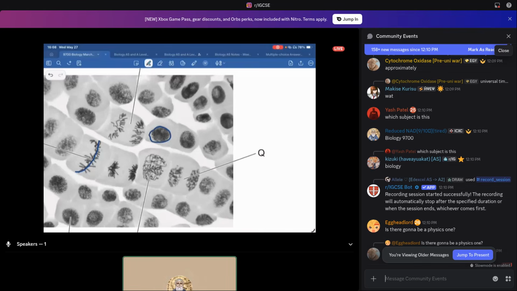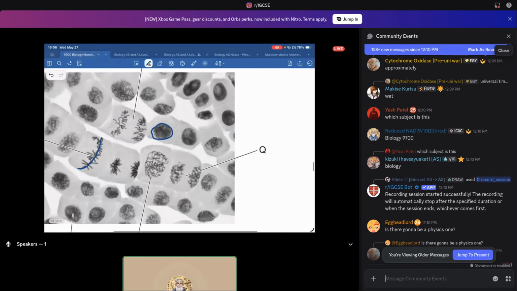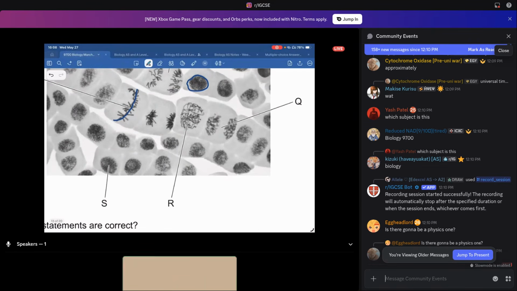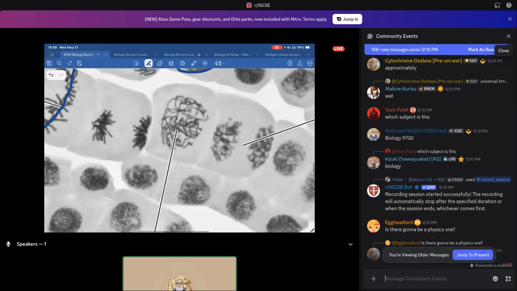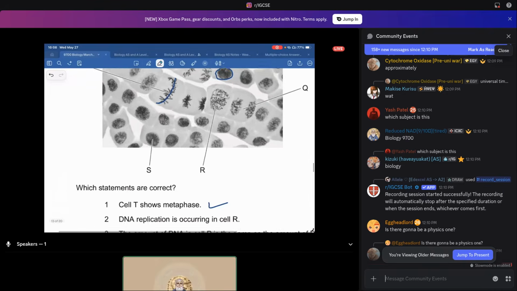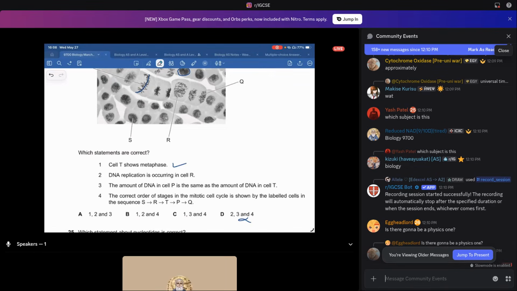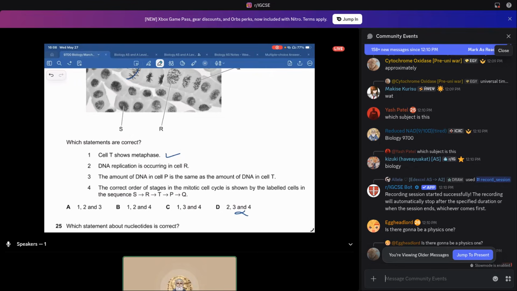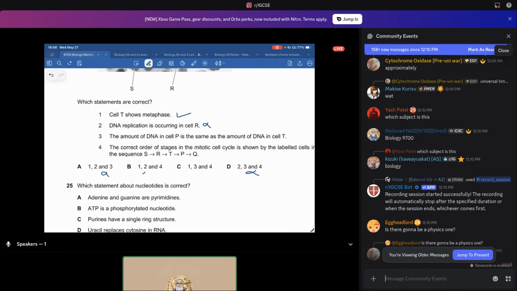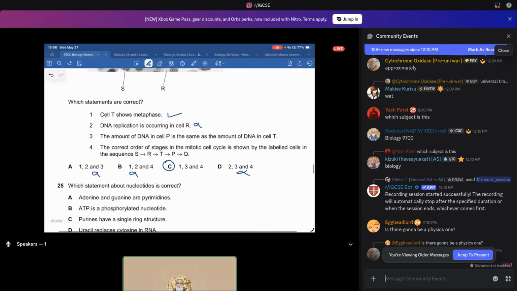This is incorrect. If we look at the surrounding cells, we see this is interphase because the genetic material is still compact. R is prophase. There are clear strands. I can easily distinguish this strand and this strand and so on. So there are clear strands indicating that it is in prophase, and we know DNA replication occurs in S phase, which is an interphase of mitotic cell cycle. So 2 is wrong. So anything with 2 is wrong, and our answer is C. Congratulations, you finished the question.